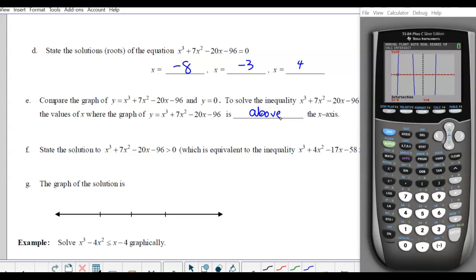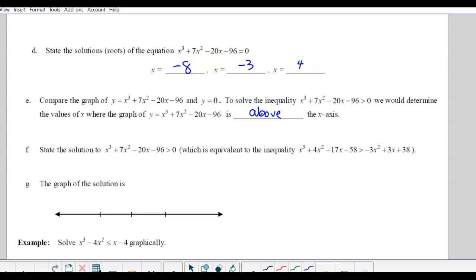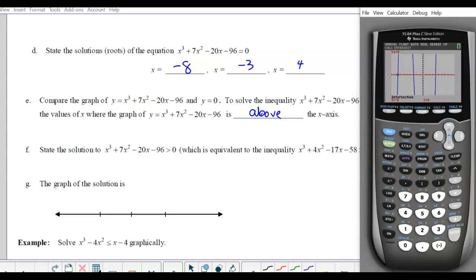Right. So now let's show that solution. So that's going to be above the x-axis. So let's just look at it again. Sorry. So where is it above? Between there and there. And so between negative 8 and negative 3 and greater than 4. And then just graph it on a number line.